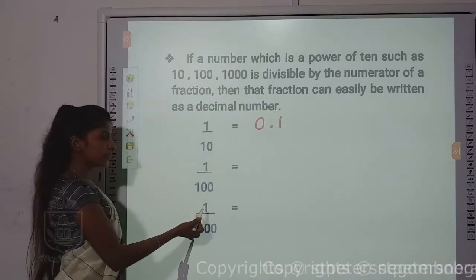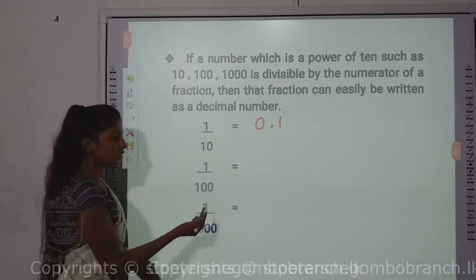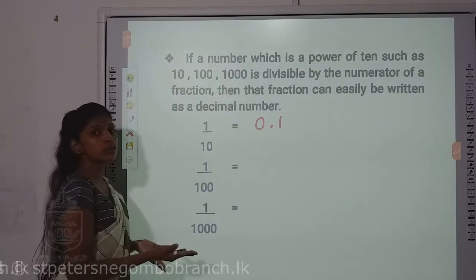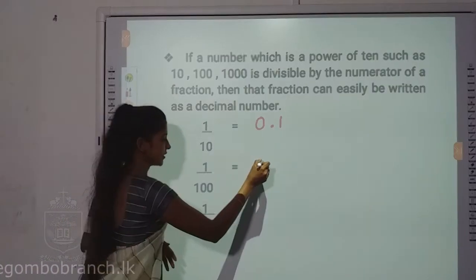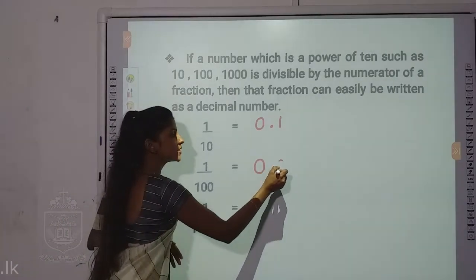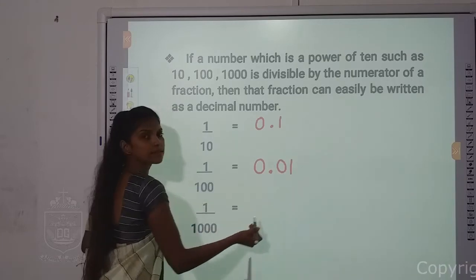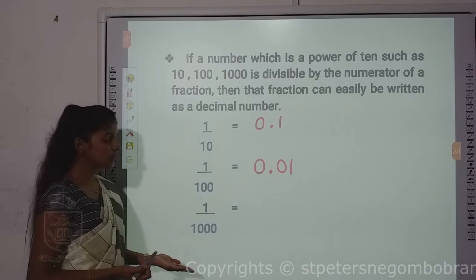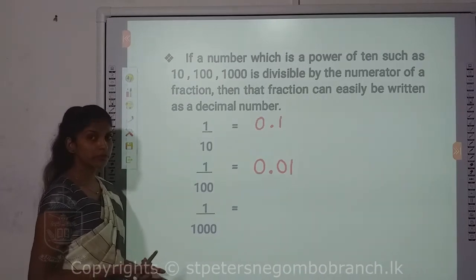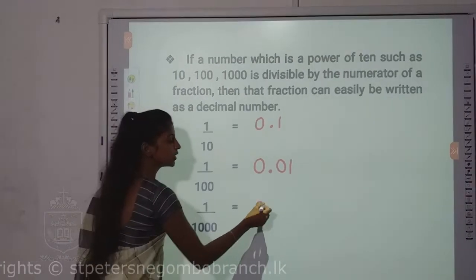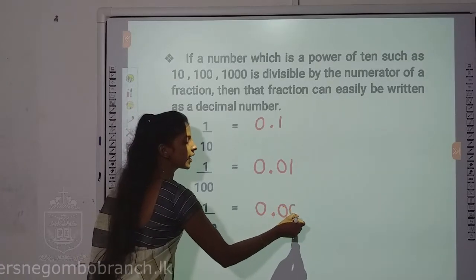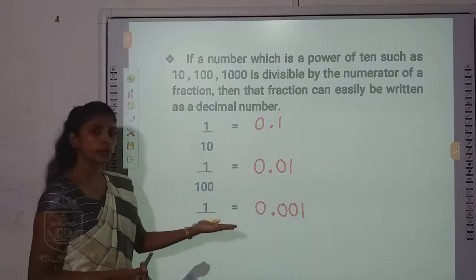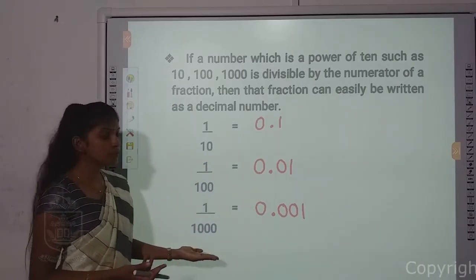Right, second example, 1 over 100. 2 zeros, that is the second power. So there should be 2 decimal places in the decimal answer, which means 0.01. 2 places, 1 over 100. Right, next, 1 over 1000. 3 zeros in the denominator, third power of 10. So there should be 3 decimal places like this: 1, 2, 3. This is the main summary that we are going to do certain exercises based on.